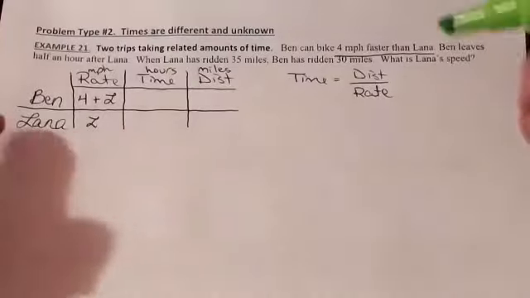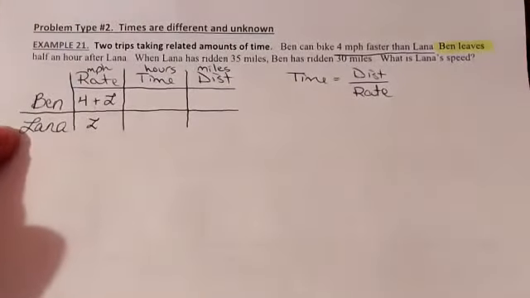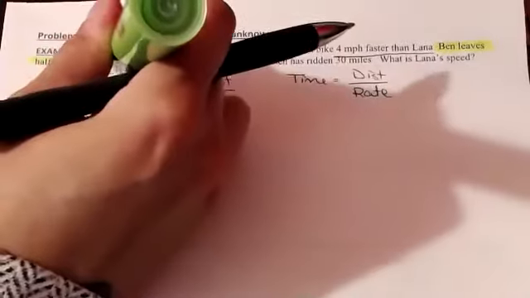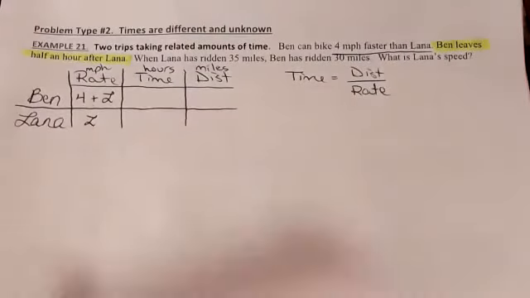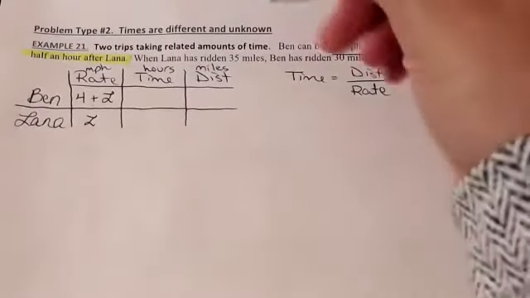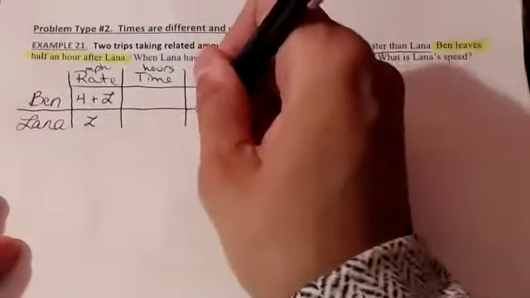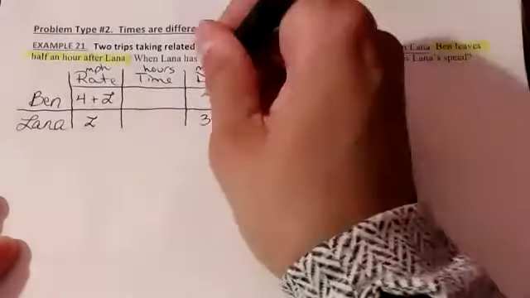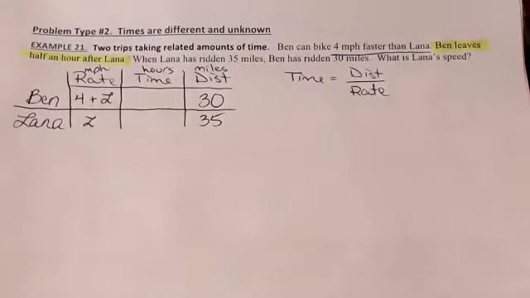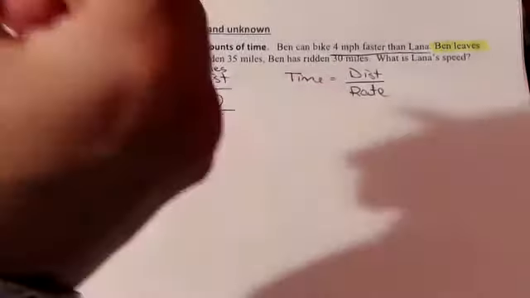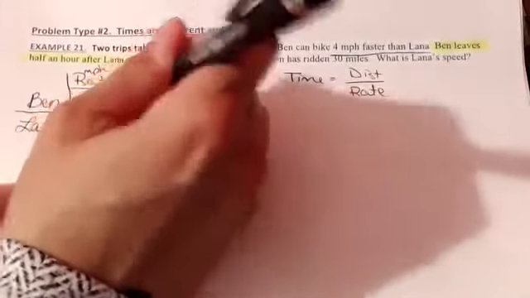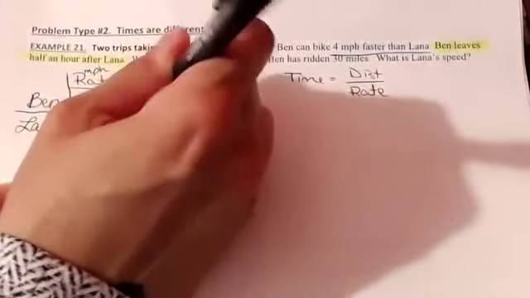This is interesting because it pertains to time. And we will figure out what we do with that in just a second. So we're not going to touch that yet. When Lana has ridden 35 miles, Ben has ridden 30 miles. So we're able to fill in that much of the chart. Additionally, we know that time is represented by distance over rate. So if we think about Ben, we'll say his distance is 30 and his rate is 4 plus L. When we think of Lana, her distance is 35 and her rate is L.